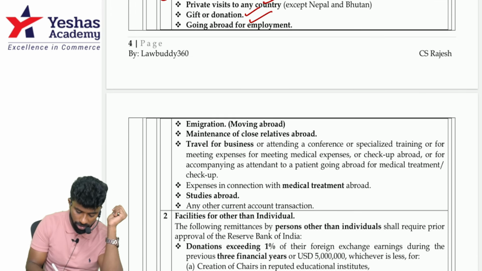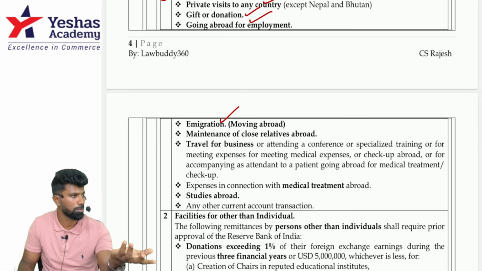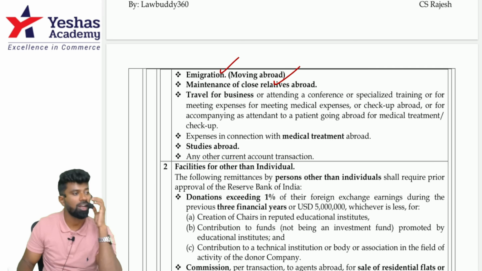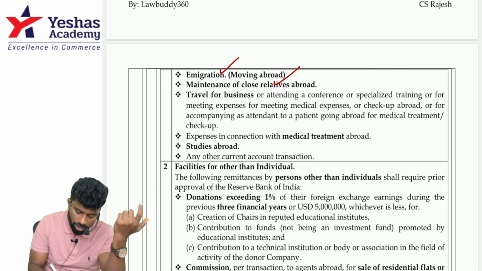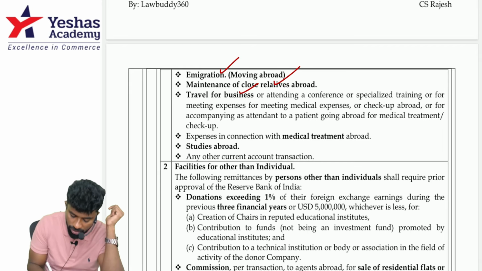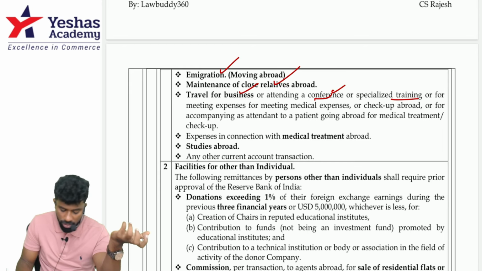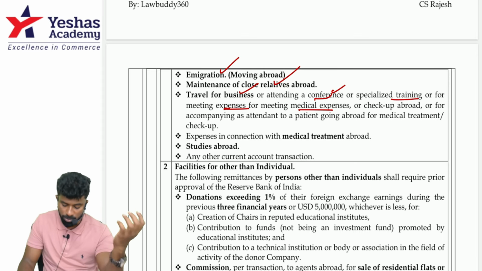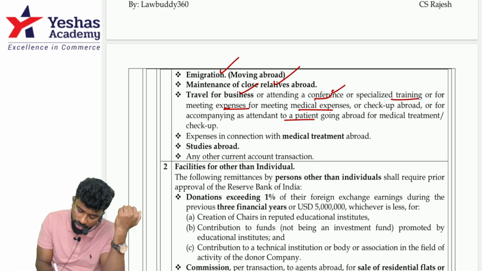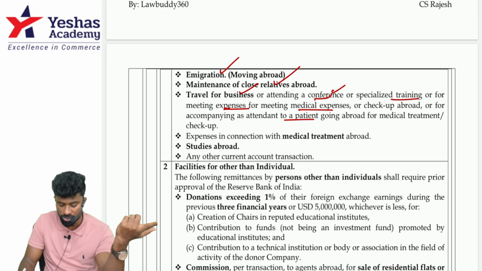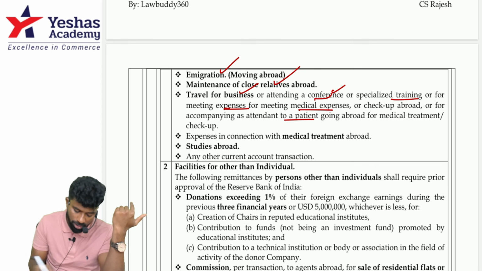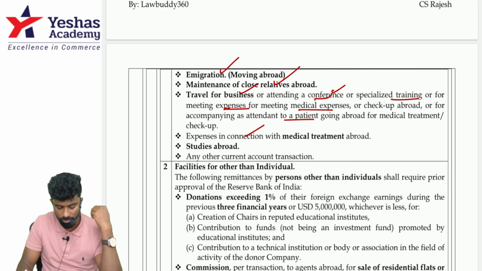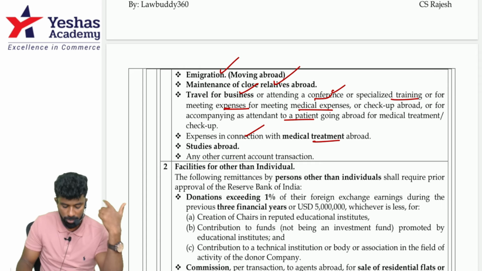Next one, emigration, that is, you are moving abroad permanently. How much can you draw? 2,50,000. Next one, maintenance of close relatives. Next one, travel for business purposes or attending a conference, specialized training, or meeting medical expenses, or checkup abroad, or accompanying as an attendant to a patient going abroad for medical treatment or checkup. Next one, medical expenses in connection with medical treatment abroad.